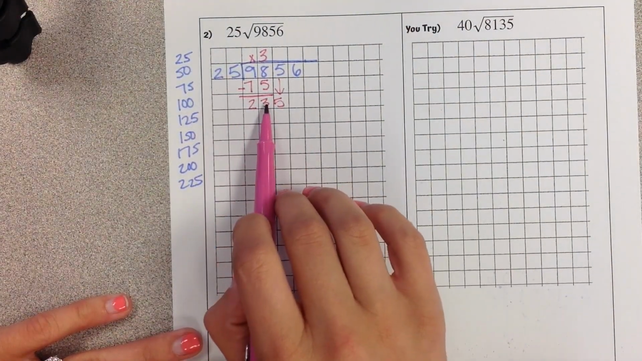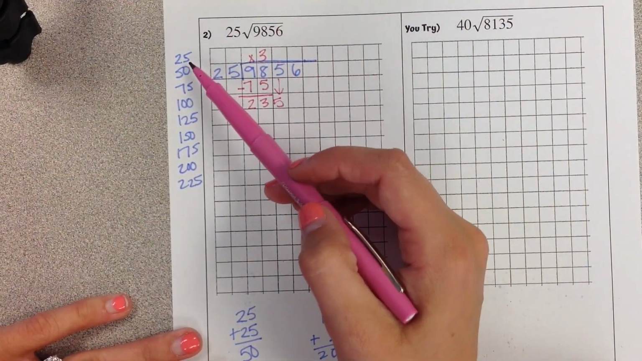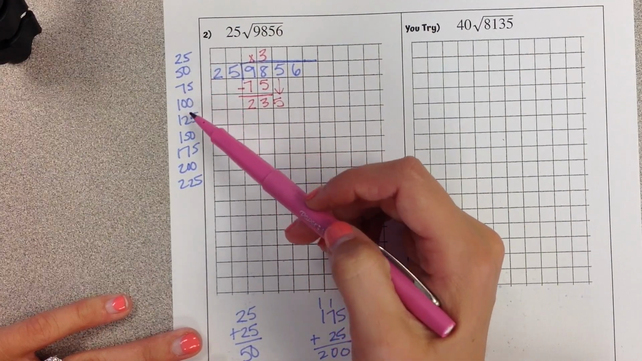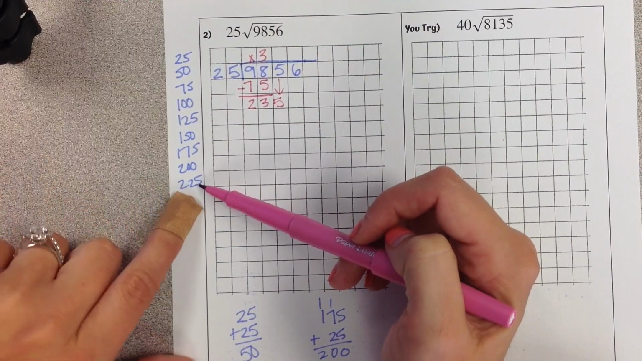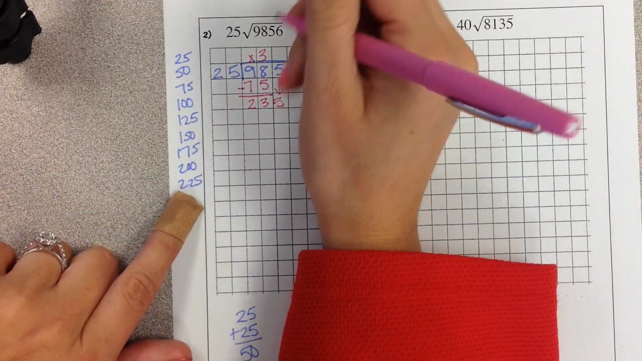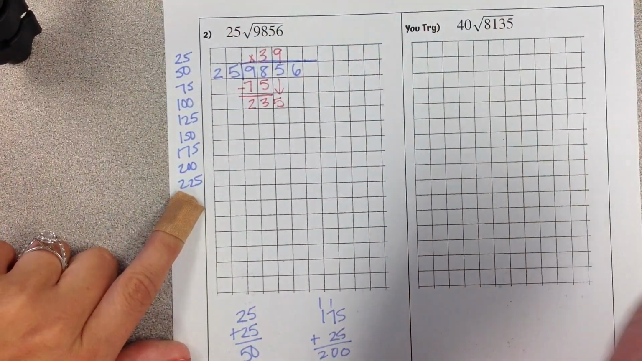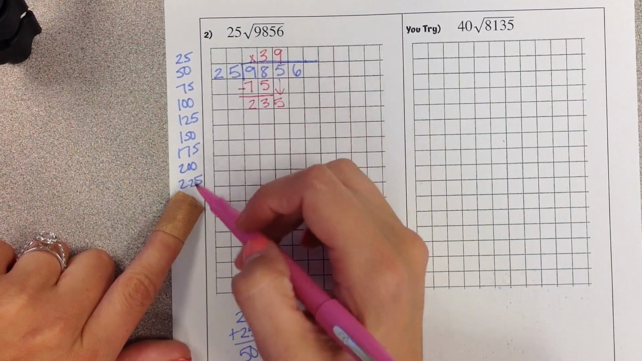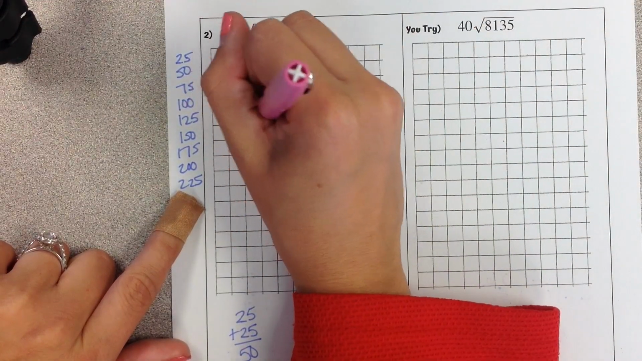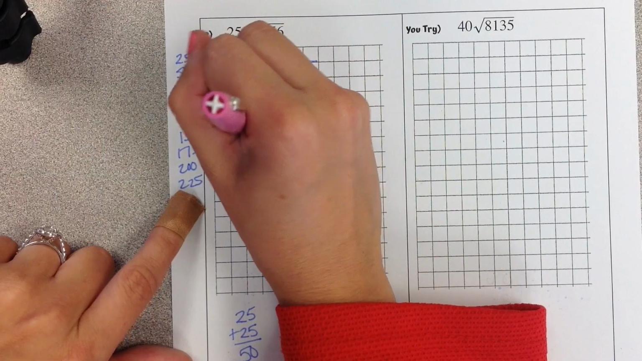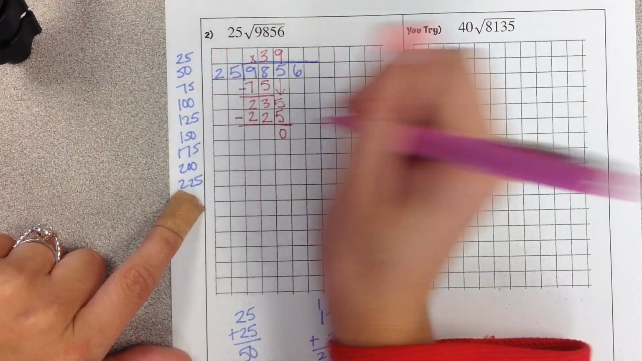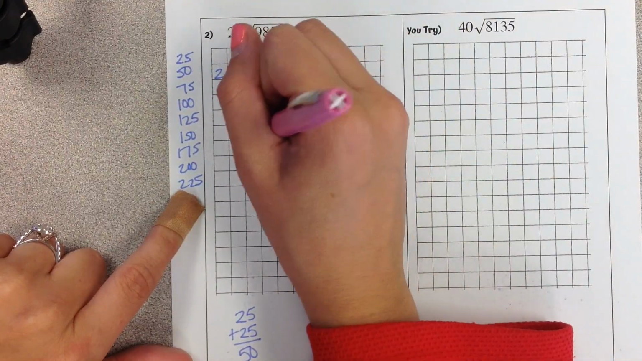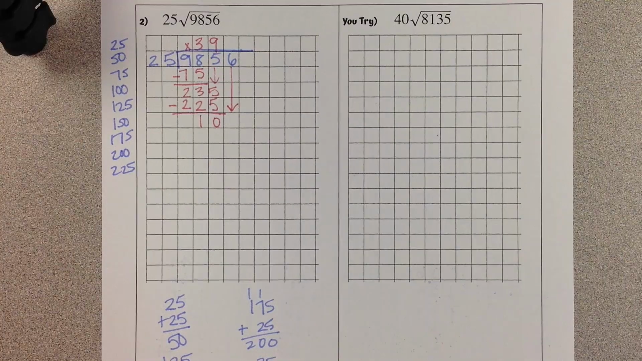How many times does 25 go into 235? Well, I'll check the multiples: they're all smaller, so the last one is how many times it goes in, which is 9 times. So now we multiply. 25 times 9 is 225. Then we subtract. 5 minus 5 is 0. 3 minus 2 is 1. So now we need to bring down.